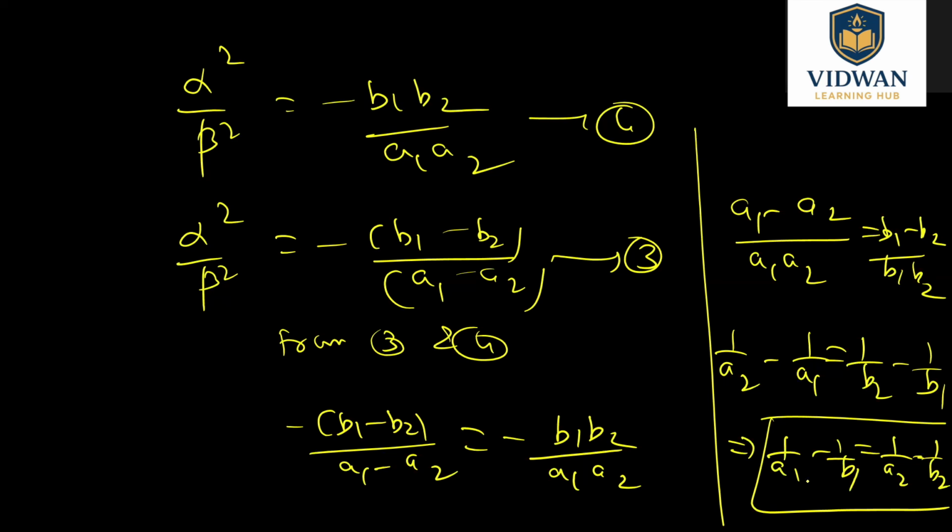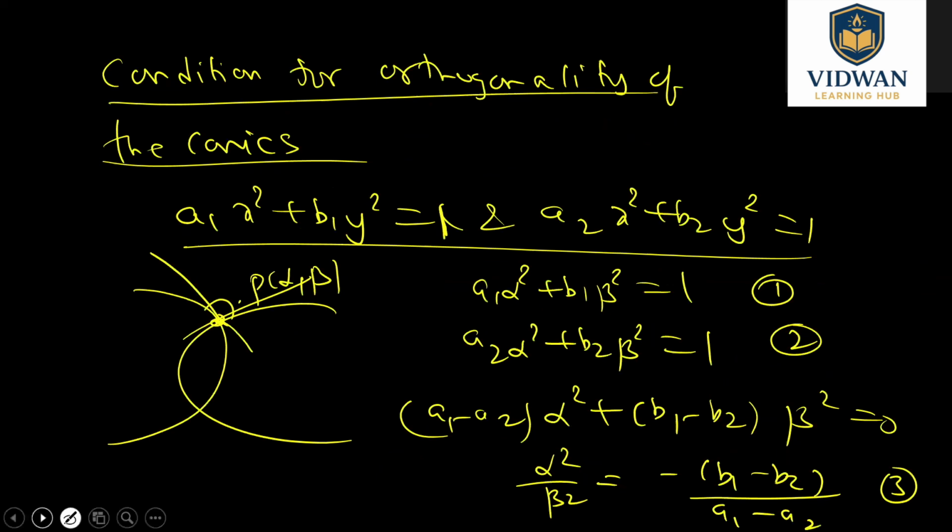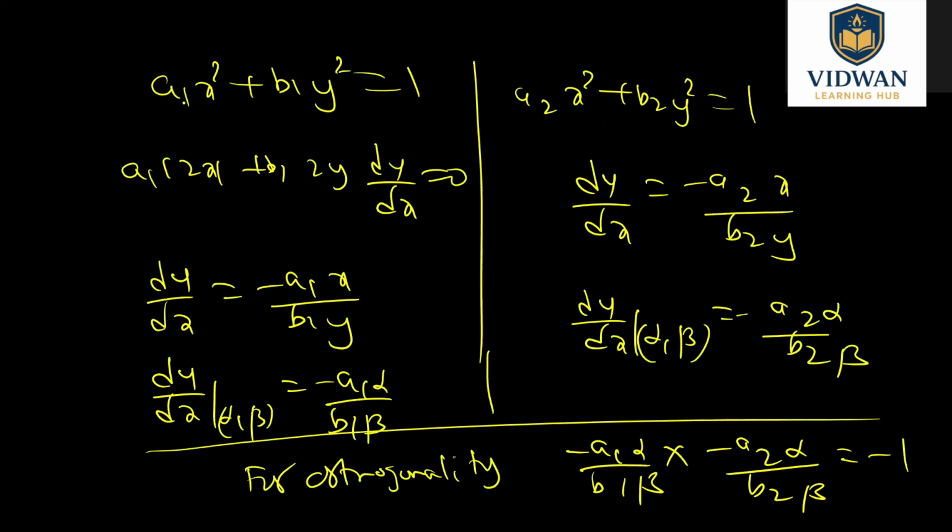So basically the x square and y square coefficients, if you take reciprocals and subtract them, it should be the same. That is, if you take the reciprocal of a1 and b1 and subtract them, that will be the same as taking the reciprocal of a2 and b2 and subtracting them. So the difference in reciprocals of x square and y square coefficients should be the same. That is the criteria for orthogonality.